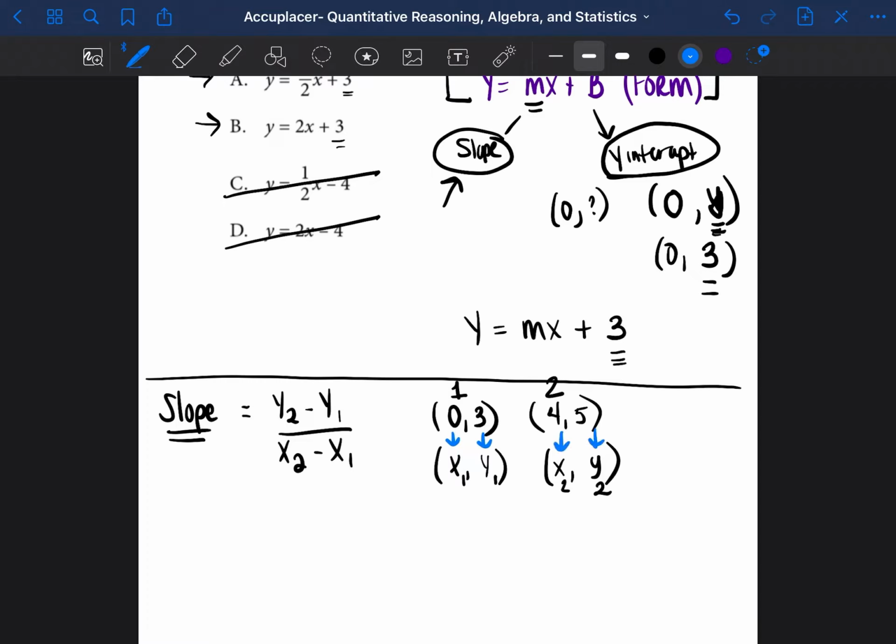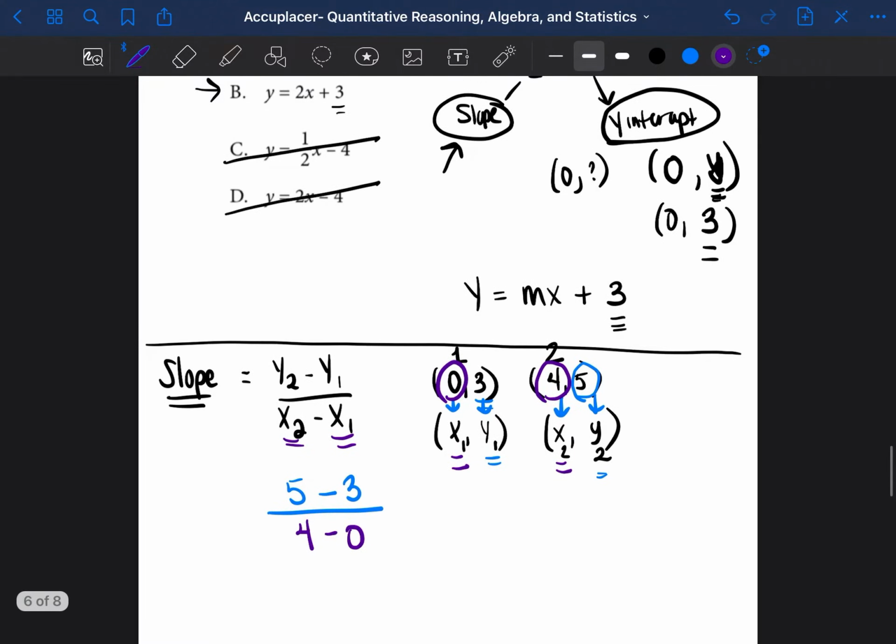So if you're going to fill in y2 minus y1, well, y2 is 5. So 5 minus y1, which is 3, 5 minus 3. And now we're going to do the same thing for the x's. x2 is over here, so x2 is going to be 4. And then minus x1. x1 is here, so x1 is 0.